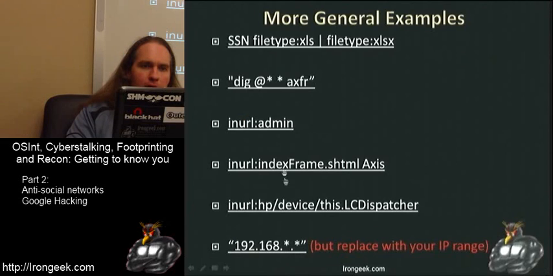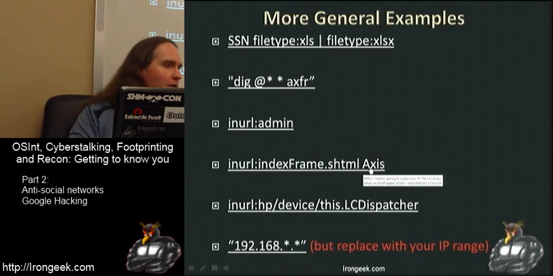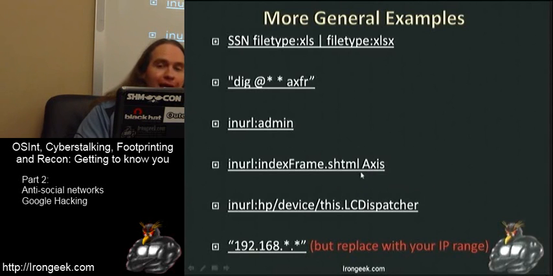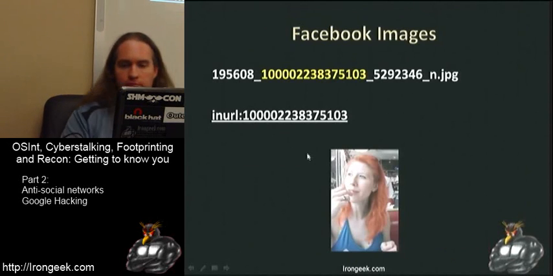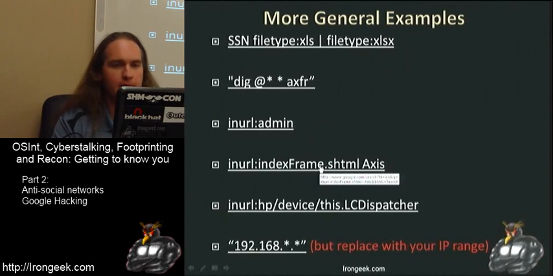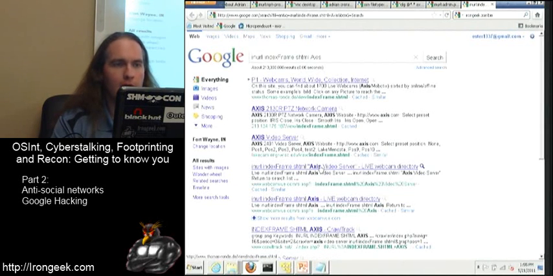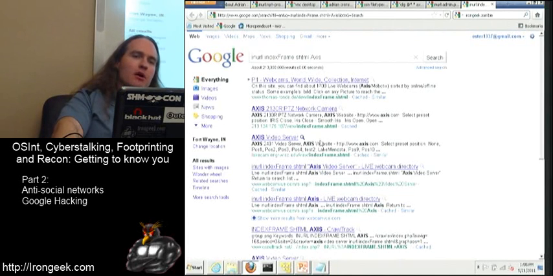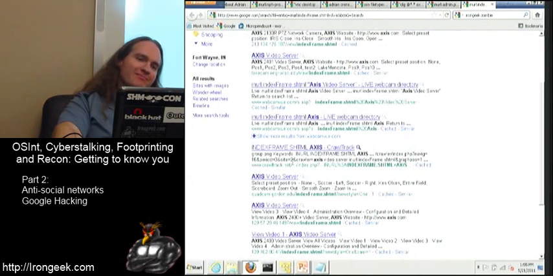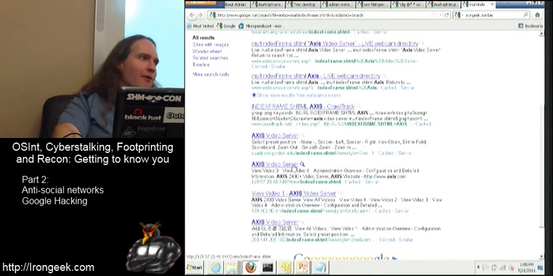Let's go back. inurl:indexframe.shtml axis. Now, anybody know what axis is in this context? Camera. Oh. We'll go up to her in a bit. All right. So a bunch of people put their webcams online, like security cameras, and may not realize it. I'm not going to actually click on any of these, but just based on the names alone, some of these are probably actual valid webcams, and there's a ton of different types of webcams out there.